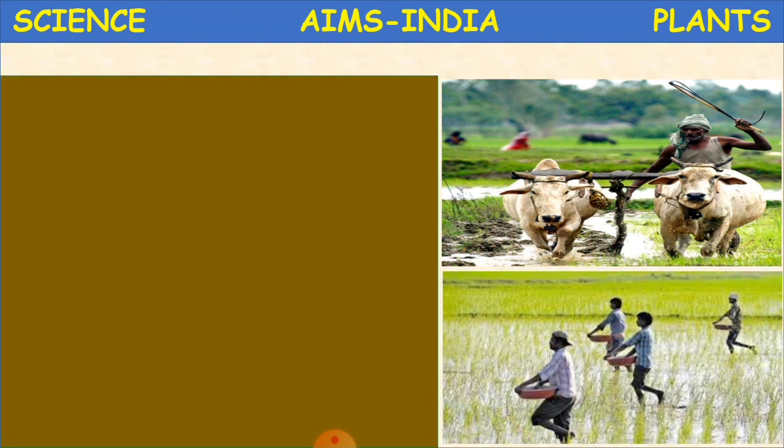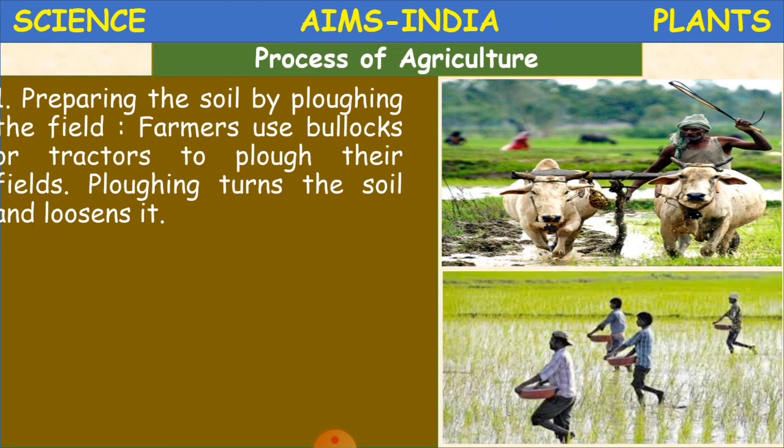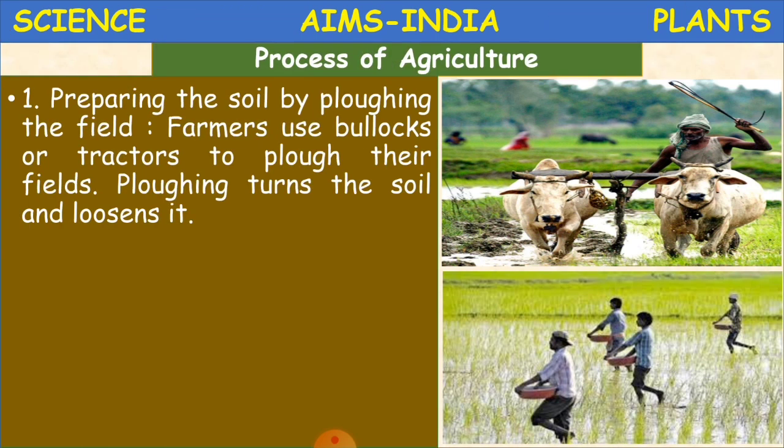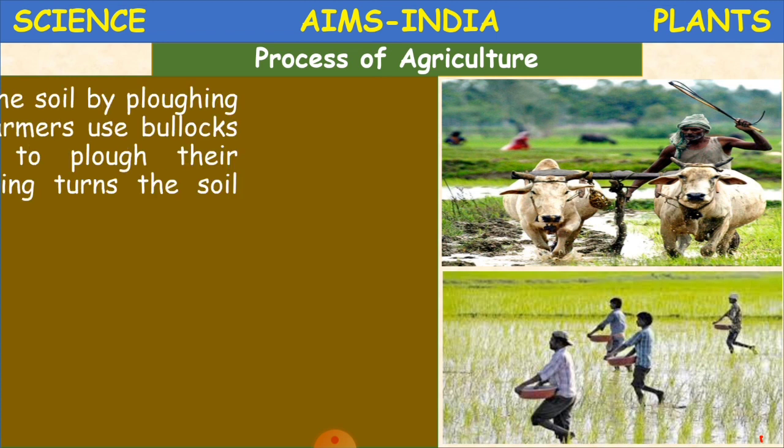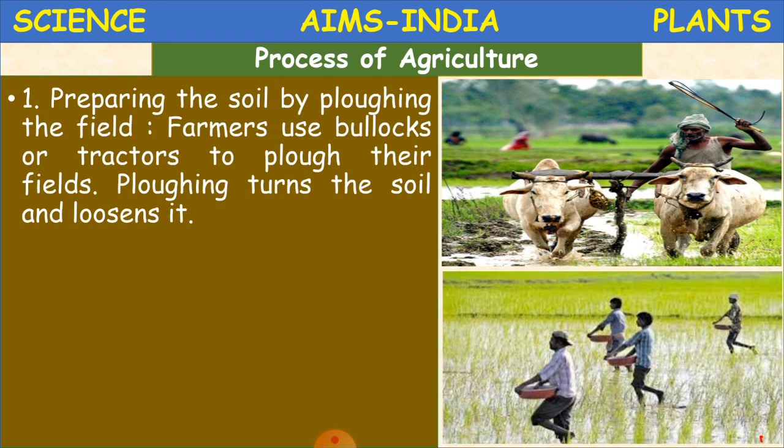So let us learn in detail what all this means. First we learn about plowing. What is it, children? Plowing. As you can see in the picture here, we'll learn about that now. Preparing the soil by plowing the field. Farmers use bullocks or tractors to plow their fields. Plowing turns the soil and loosens it.